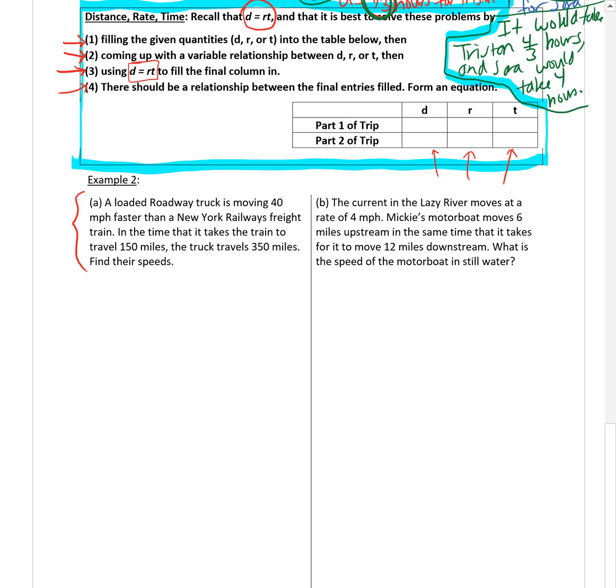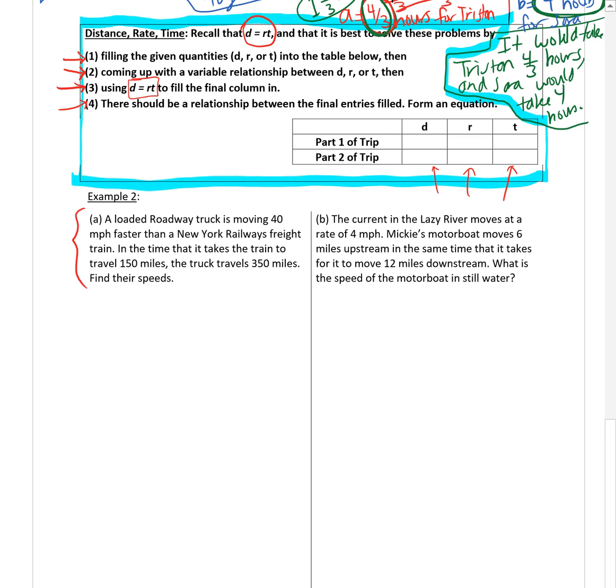So step 4 says there should be a relationship between the final entries that you just filled in. You're going to form an equation from that. So we've seen these steps before in a previous section. It's just, now the equation we get when we set it up is going to be more complicated. So alright, let's look at example 2 here.